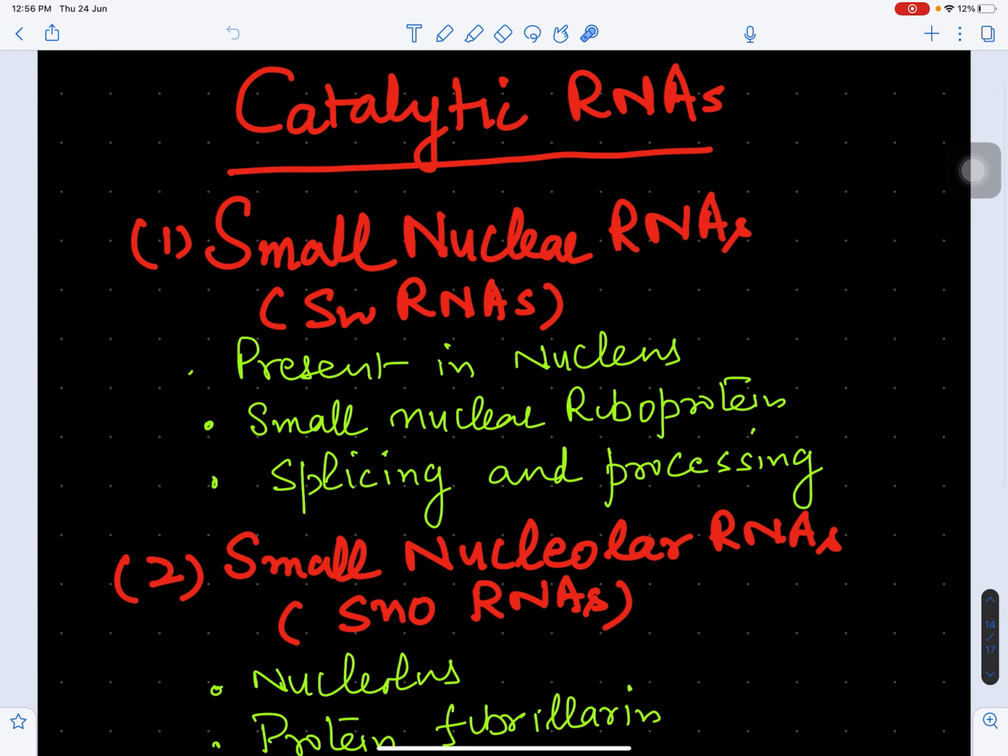There are three types. Small nuclear RNAs, snRNAs. They are present in the nucleus. They will complex with protein to form ribonucleoprotein. Now they help in processing of the gene because if we see the RNA, this is made up of exons and introns, and introns are removed. This removal of introns is called splicing, and then exons will join to form a processed gene. So in that, small nuclear RNA will help.